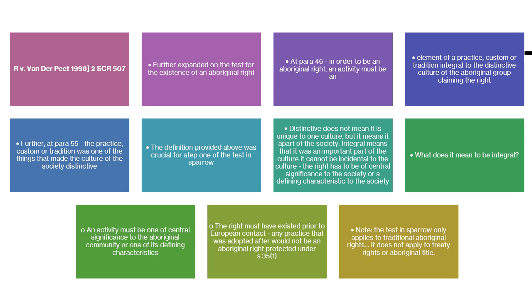Another case, R versus Van der Peet. This further expanded the test for the existence of an aboriginal right. At para 46, in order to be an aboriginal right, an activity must be an element of a practice. As I told you earlier when we were talking about the definition of aboriginal right, it is something that is customary in nature, traditional, and important to the distinctive culture of the aboriginal group claiming the right. So the right in question is at the core of aboriginal people, something they have been following as part of their culture and tradition.